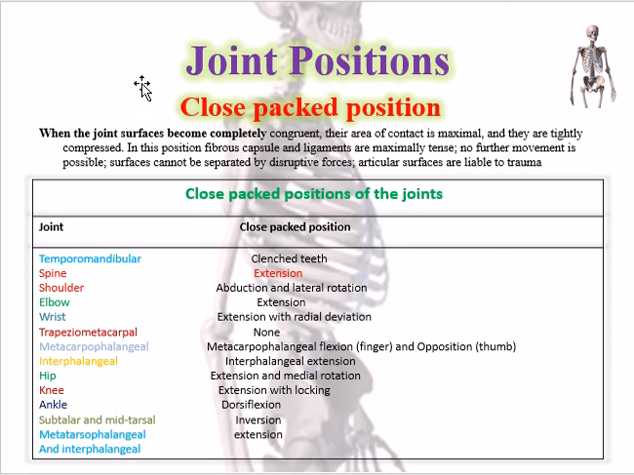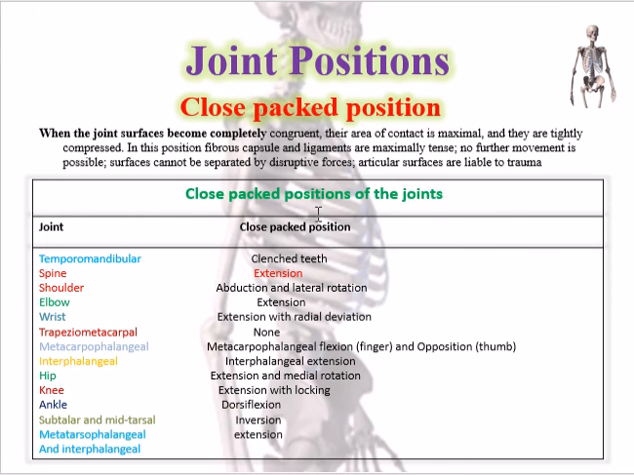Now we discuss joint position. When the joint surfaces become completely congruent, their area of contact is maximal and they are tightly compressed. Basically, in this position, the fibrous capsule and ligaments are maximally tense. No further movement is possible. Surfaces cannot be separated by disruptive forces. Articular surfaces are then liable to trauma. This is basically the closed packed position.